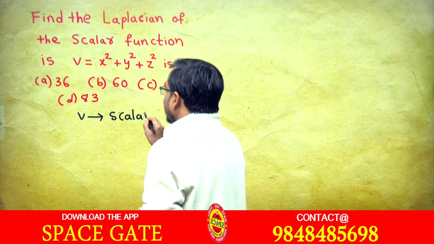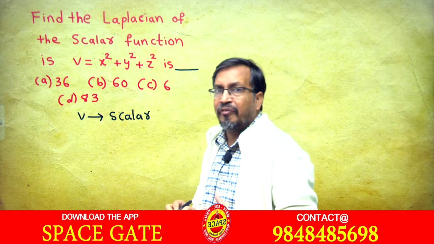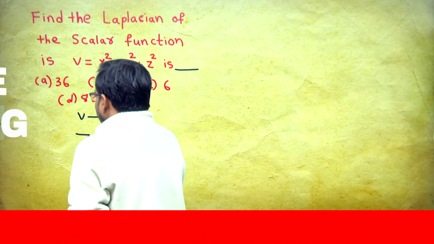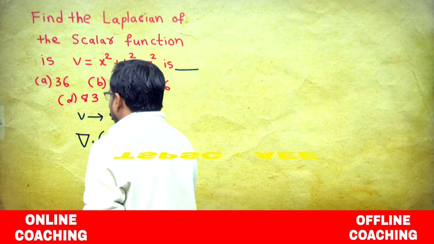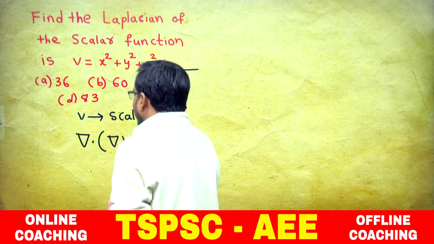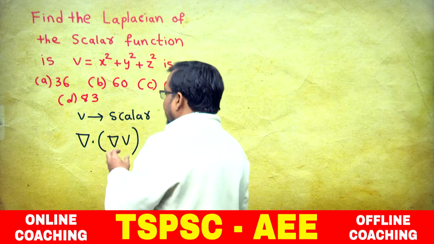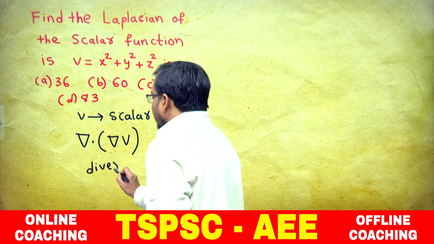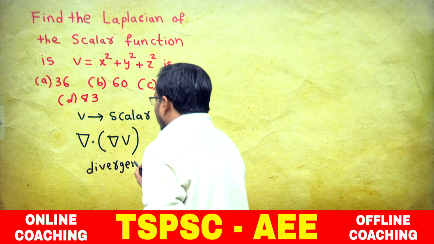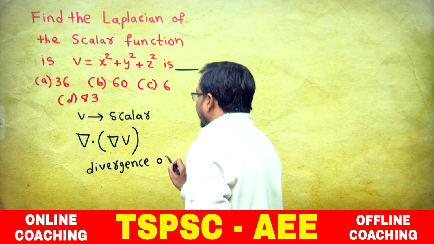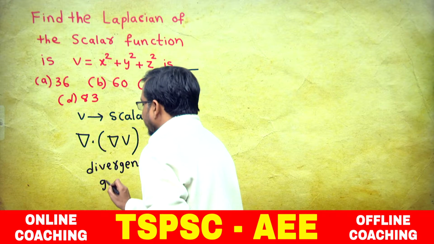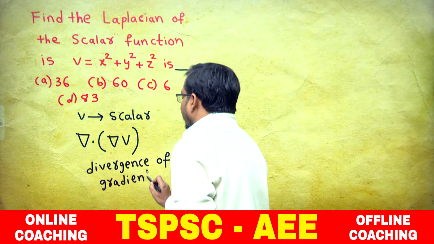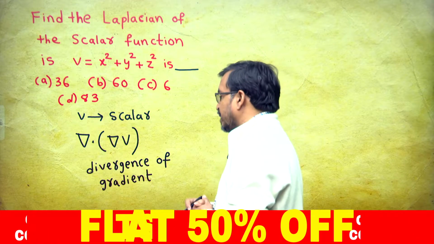When the input is a scalar, what is the definition of Laplacian? It is the divergence of gradient, del dot del v. Del dot is divergence, and del v is gradient. Here I am writing: divergence of gradient is Laplacian.